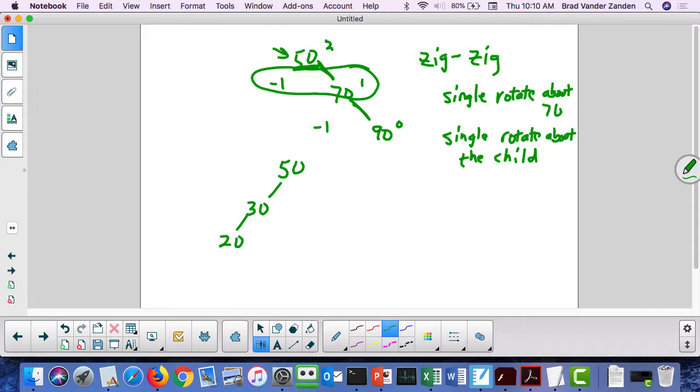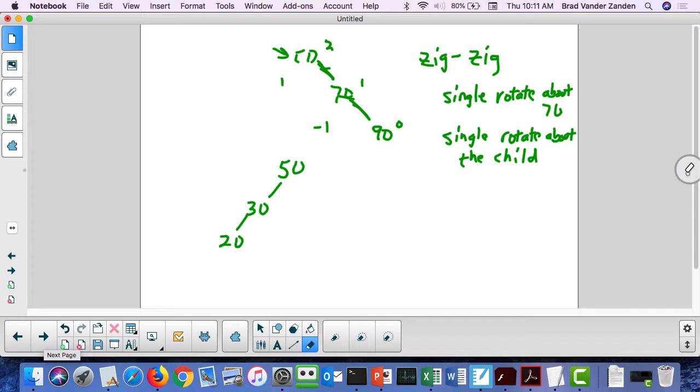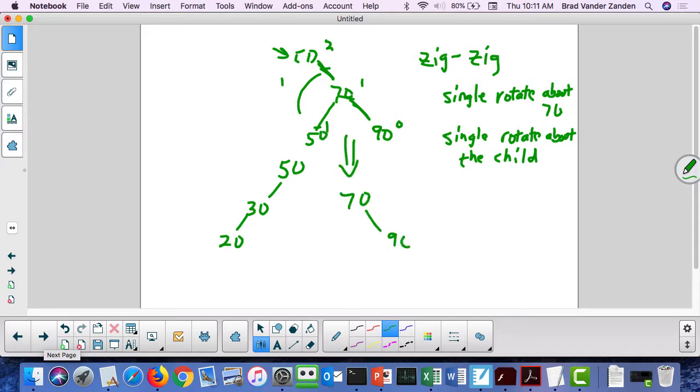It is simply going to move 50 down to here. So we're going to get this tree. So that's a single rotate. Questions about that? Again, that's a concrete case. Here is the more general case.